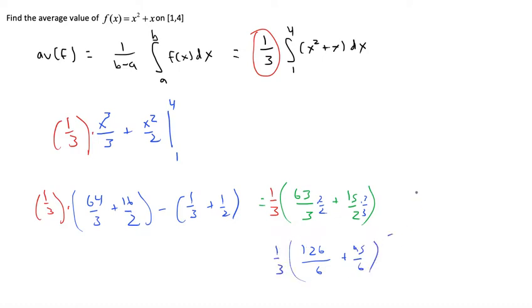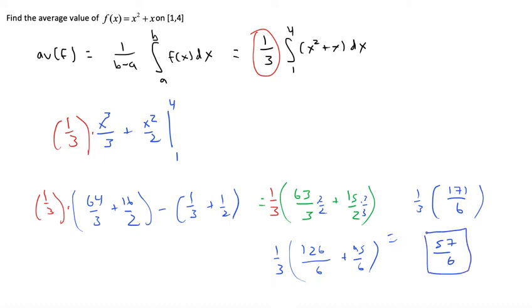So I get 1/3 times, and finally I can add these together. 126 plus 45 gives me 171. And in this case, 3 actually does go into 171 evenly. It's 57 times. So there you go. Final answer, 57/6.